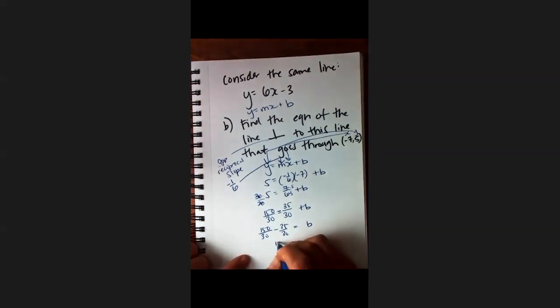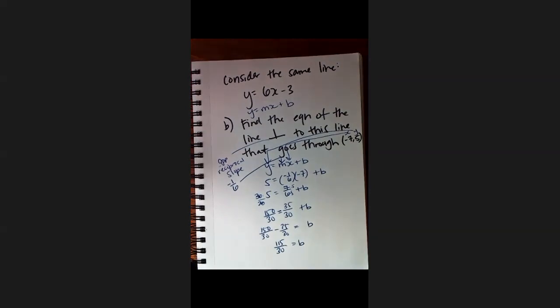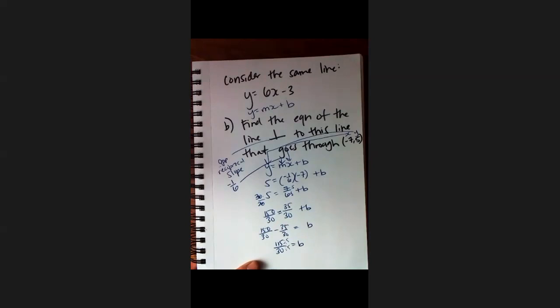So we get 115/30 is b. I have a feeling we can reduce that. 5 definitely goes into both of these. So we could do 115 divided by 5 and get 23, and 30 divided by 5 is 6. So that's as good as we're going to do there. So our answer for b is 23/6. And remember, guys, you aren't done yet.